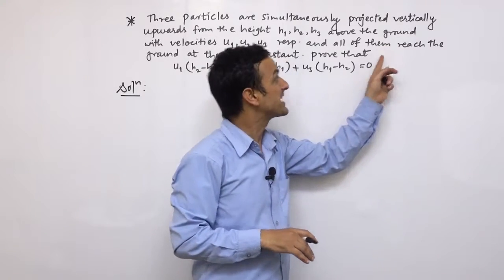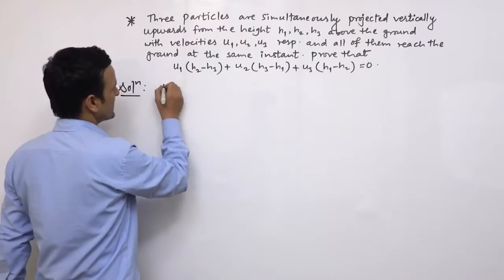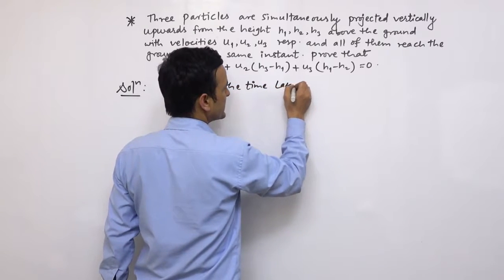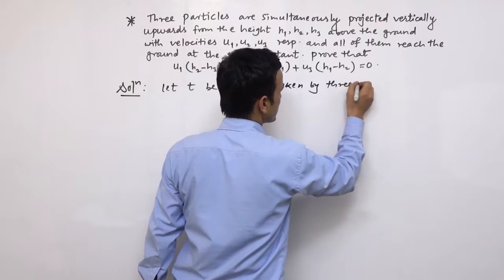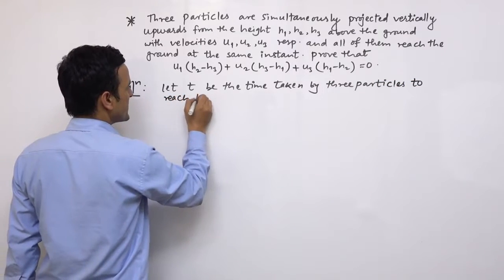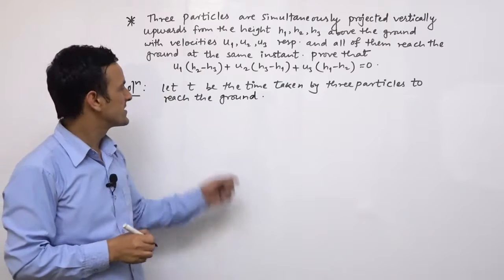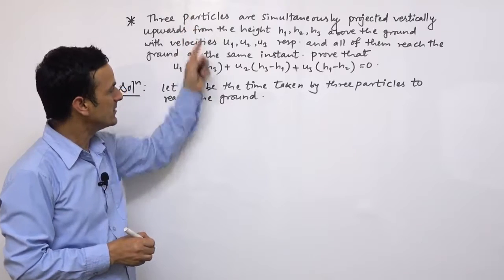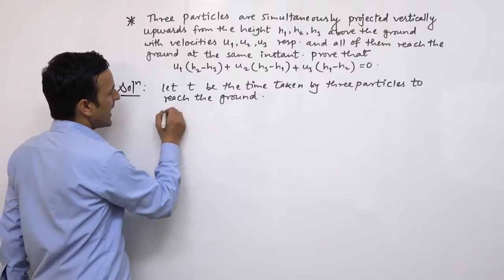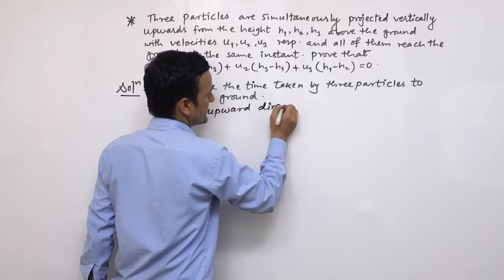So same time according to the question, all of them, the time taken by all particles to reach the ground is t time. So let t be the time taken by three particles to reach the ground. So we can suppose the time taken by three particles at the same time to reach the ground. Every time ground mapuyego time la ani small t lekhchau. And taking upward direction as positive.